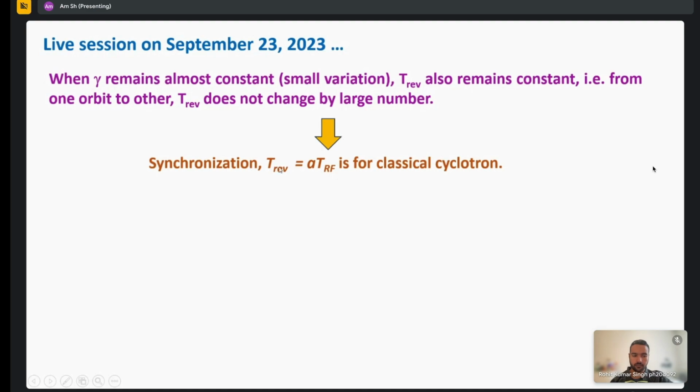Then synchronization can be done by taking T revolution as an integral multiple of T RF. T RF is the time period of the applied RF electric field, which is used for particle acceleration. So this relation is for the classical cyclotron. And that's why in the classical cyclotron, we cannot push the particles to much higher energies.